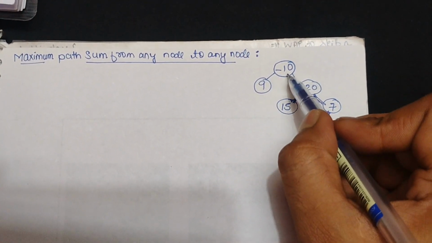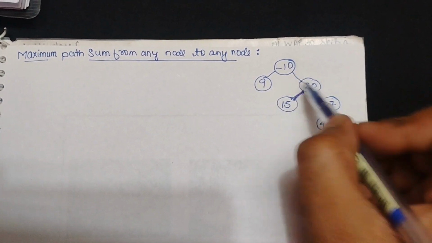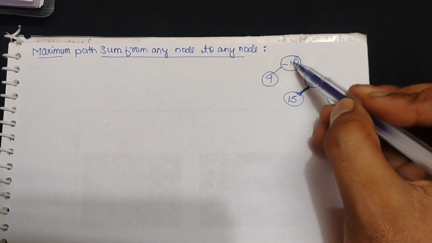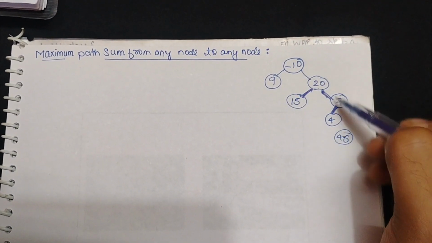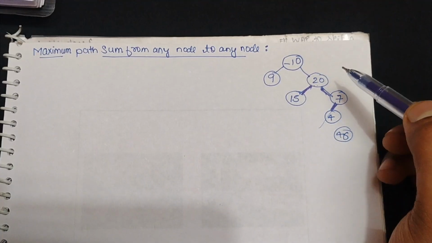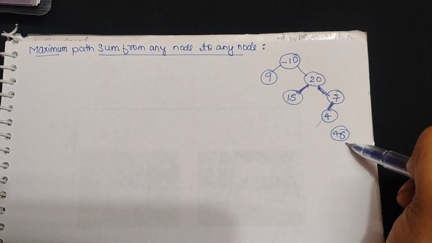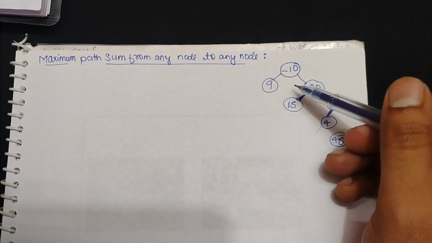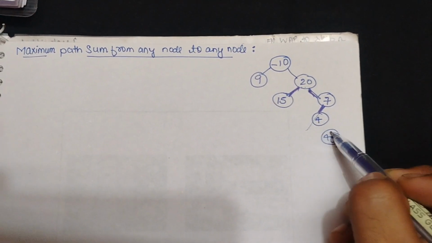And what if I add this minus 10? It will not be the maximum path sum. Like if I take this path, it will not be a maximum path sum. It will give me a value less than 46. And if I take this path, similarly this will also give a value less than this. So this is the maximum path sum.